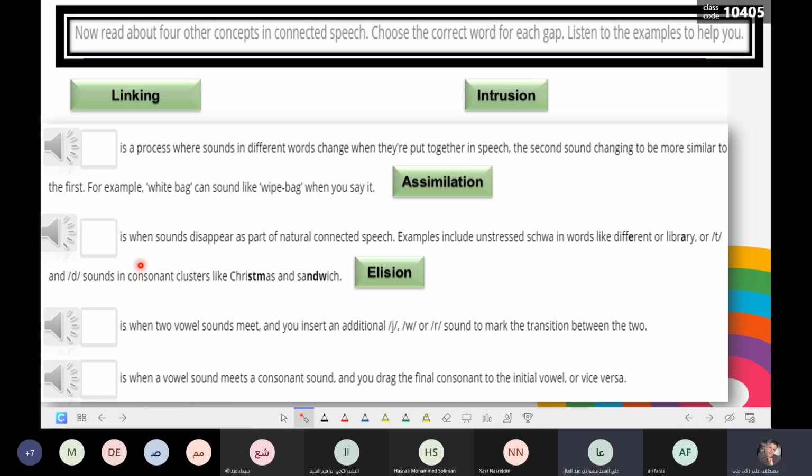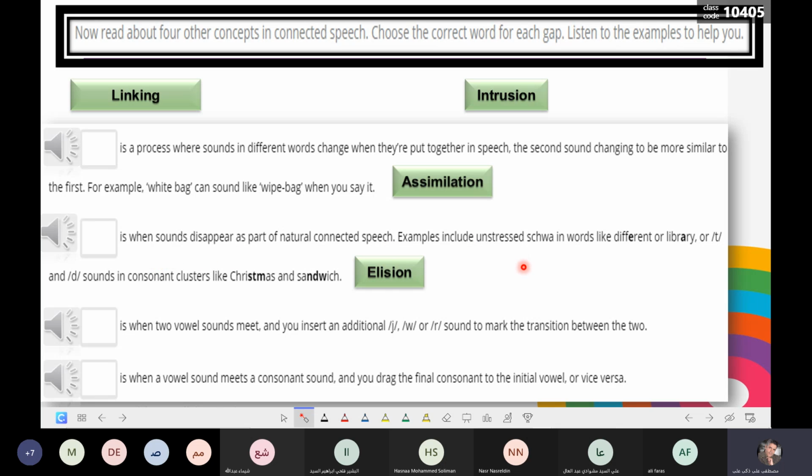Elision is when sounds disappear as part of natural connected speech. Examples include unstressed schwa in words like different or library, or the T and D sounds in consonant clusters like Christmas and sandwich. Yes, we call it silent letters. I think this is a simple definition. Yes, thank you.